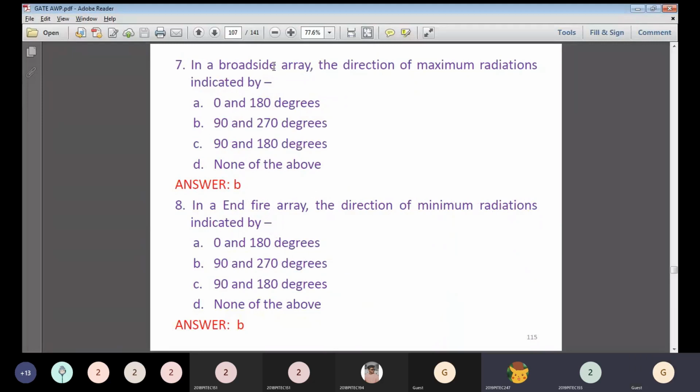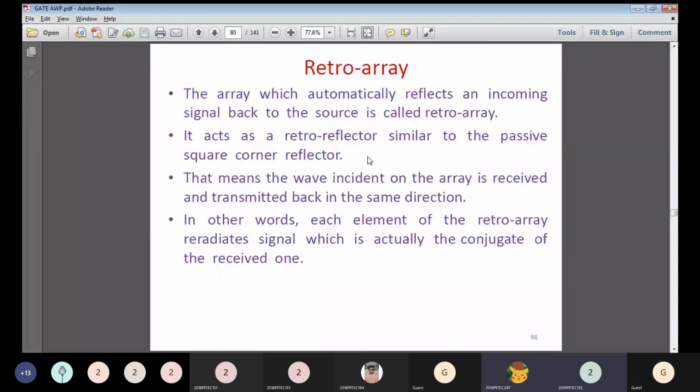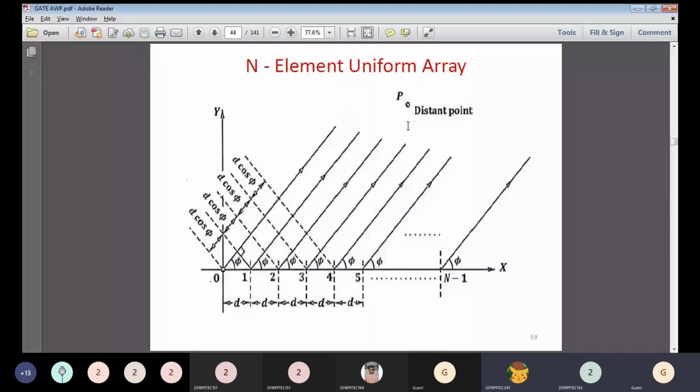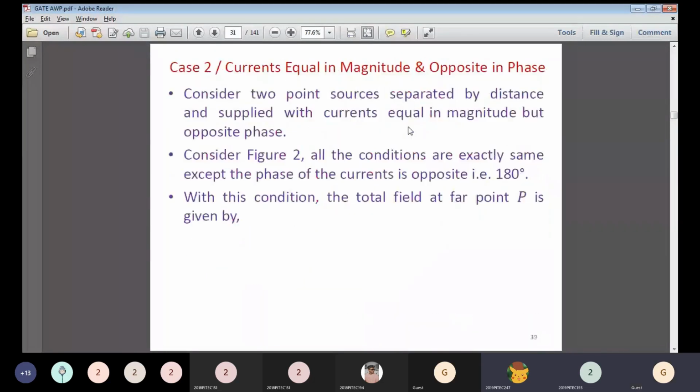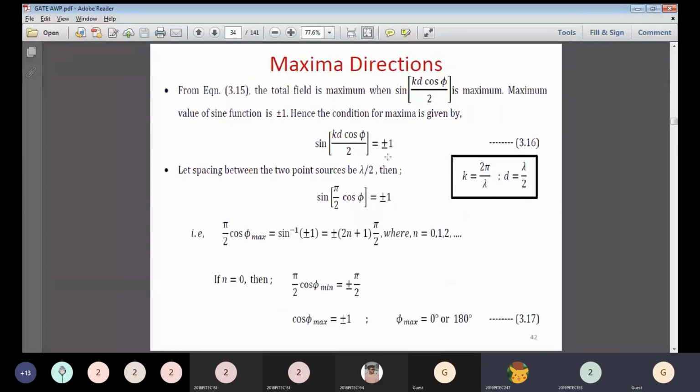In broadside, the pattern is going to be called a figure of 8. The maximum direction comes at 90 and 270. Here you can see this diagram, 90 and 270. You can refer to this diagram. Yeah, 90 and 270 in case of broadside.